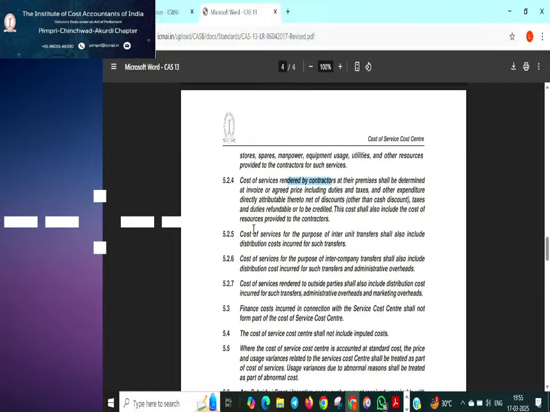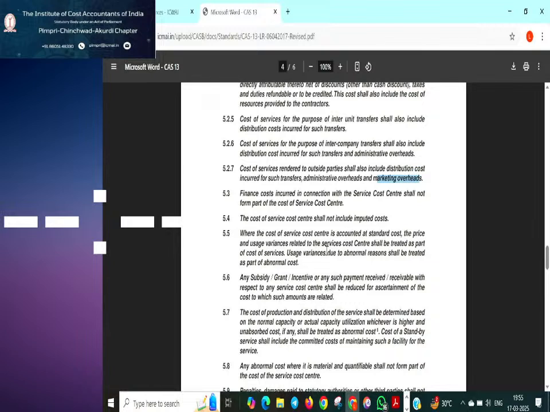Then coming to inter-unit transfers, when the service is transferred from one unit to another unit, distribution cost will always be added along with it. Sometimes these services can be provided to outside parties. So you have to add in the selling and distribution overheads also along with it. That is the marketing overheads. That is what is discussed.